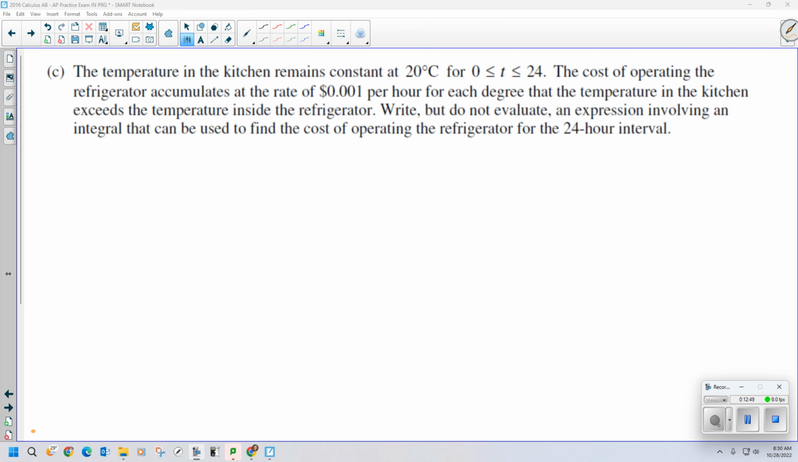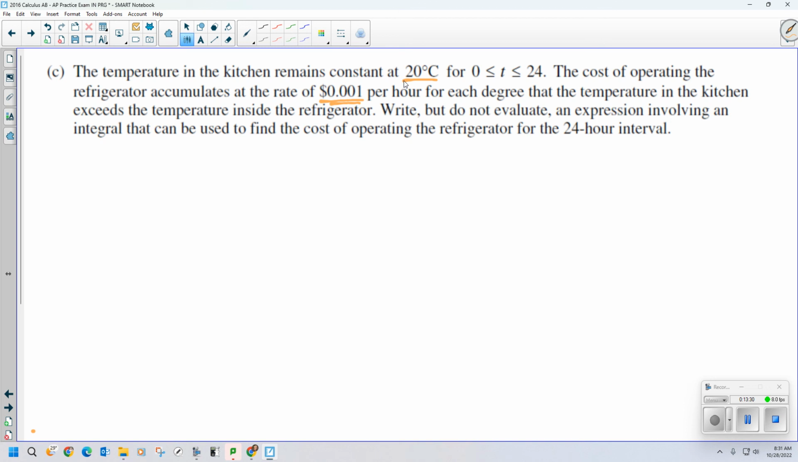5C reads, the temperature in the kitchen remains a constant 20 degrees Celsius for t greater than or equal to 0 and less than or equal to 24. The cost of operating the refrigerator accumulates at the rate of $0.001 per hour for each degree that the temperature in the kitchen exceeds the temperature inside the refrigerator. All right? Write, but do not evaluate, an expression involving an integral that can be used to find the cost of operating the refrigerator for the 24-hour interval.